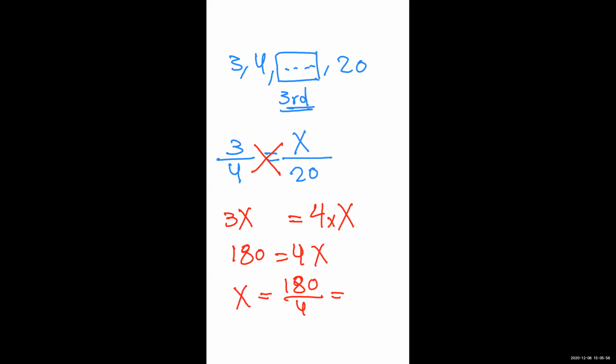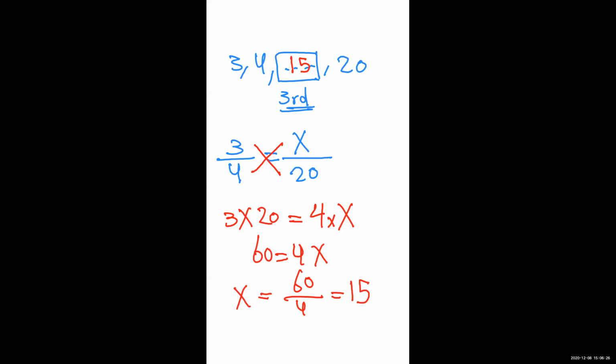There is one mistake here, sorry. It is 3 times 20, which is 60. So 60 over 4 means 15. So x will equal 15, which is the third proportional here. Any questions till now? No, no.